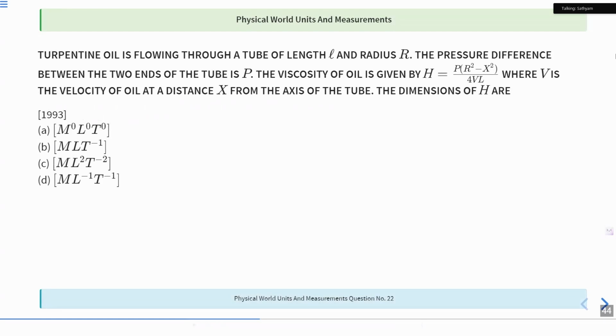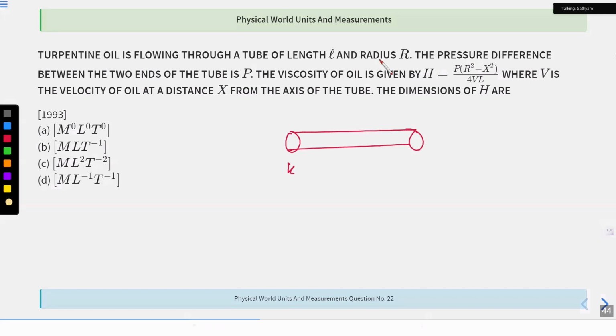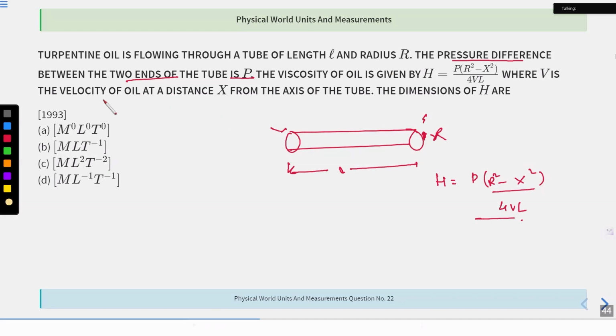I want you all to read this question once. Turpentine oil is flowing through a tube of length L and radius R. So we have a pipe basically of length L and radius capital R. The pressure difference between the two ends, P1 and P2, so P1 minus P2 is P. Viscosity eta is given by P into R square minus X square divided by 4VL, where V is the velocity and X is the distance of the oil from the axis of the tube. Then the dimensions of eta.